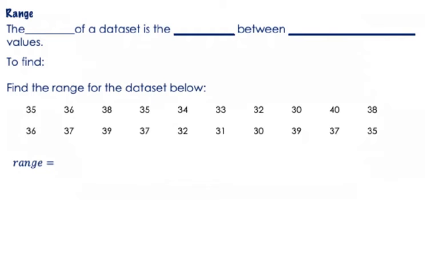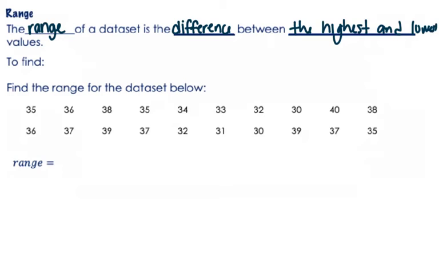Alright, so then let's talk about something called the range. So the range of a data set is the difference between the highest and lowest values. So if we want to find it, we would just do the highest value minus the lowest value. Pretty easy.